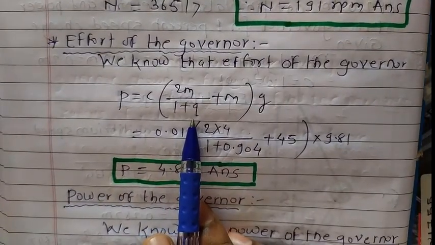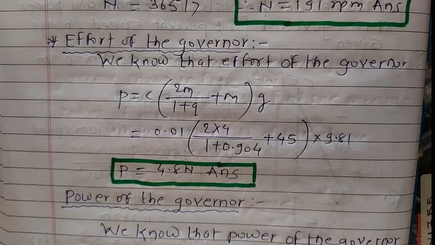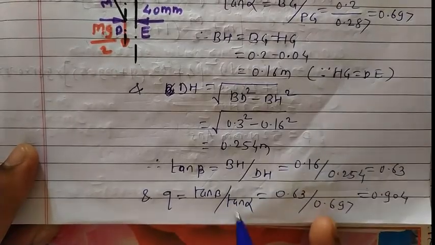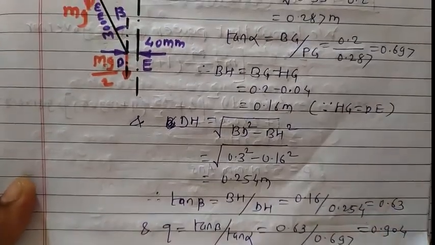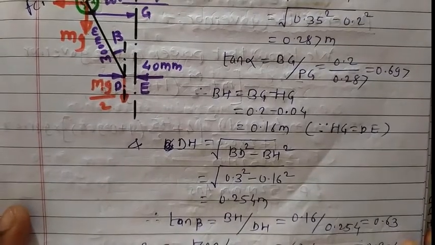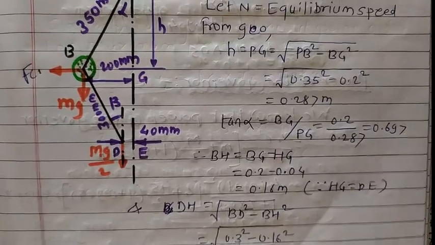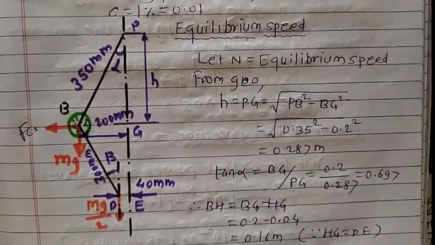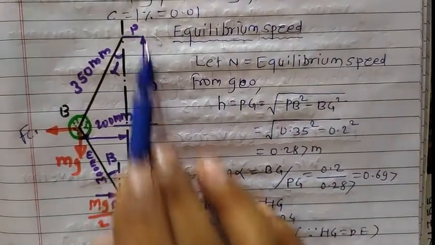What is the meaning of q? q is nothing but the ratio tan of beta divided by tan of alpha. So definitely we need the values of alpha and beta. Try to get the values of both by first using the geometry carefully. The geometry is here. Let us consider N as the equilibrium speed. So from the geometry, first get the value of h.